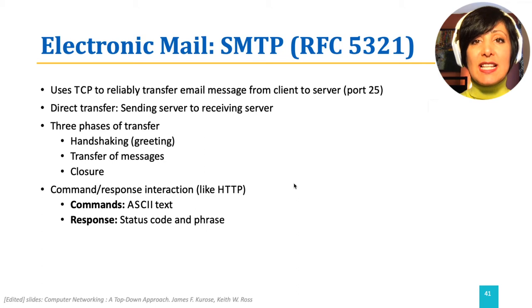A restriction in SMTP is that messages must be in 7-bit ASCII. This imposes a challenge of encoding and decoding binary media included.